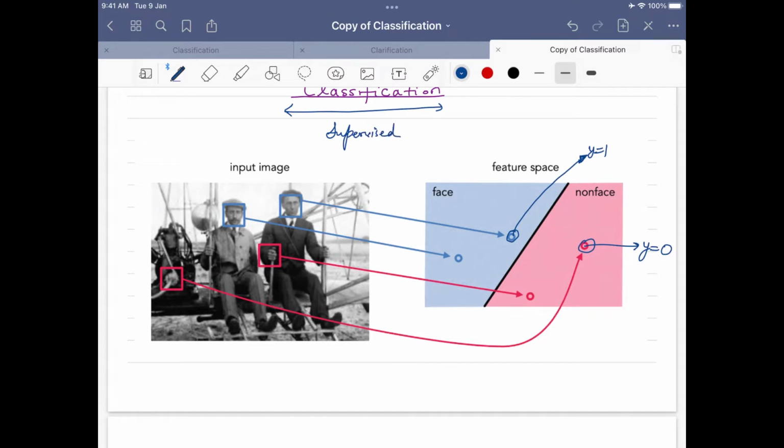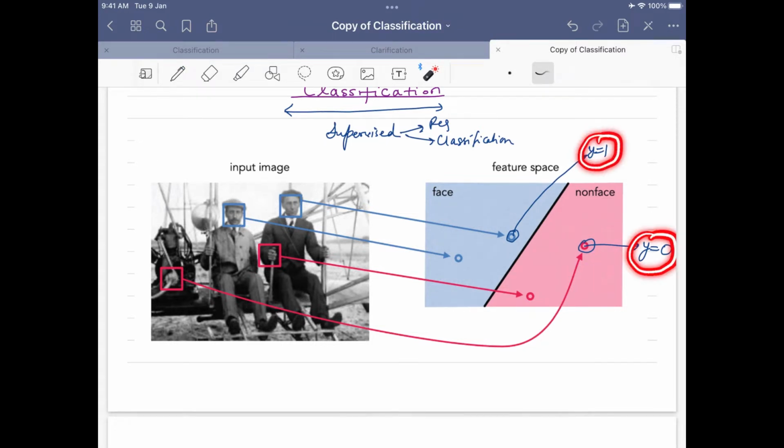We will discuss unsupervised learning later on, but for this lecture and the lecture we have already finished, that is regression and classification, we are attaching extra information in terms of the label, which is y equal to 1 and y equal to 0. This extra information is helping the machine learning algorithm learn the decision boundary. So both of these algorithms come under the category of supervised learning.